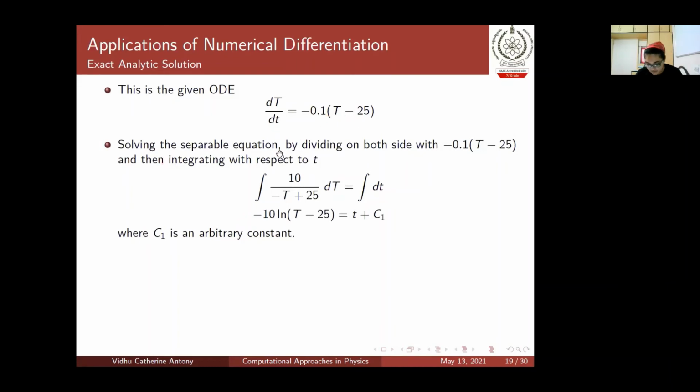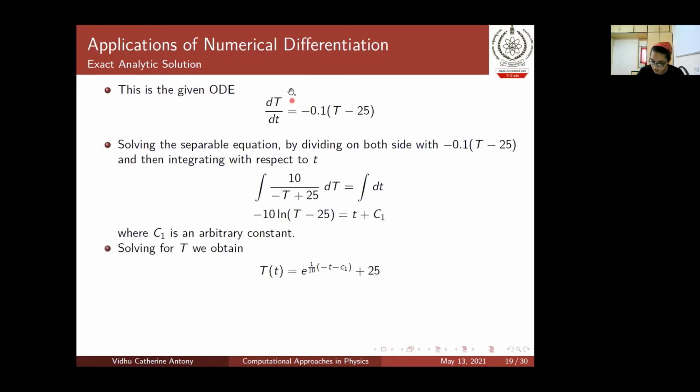It's a very simple differential equation. So you use the variable separable method. You put all the capital T's on one side, and you put all the small t's on the other side, and you integrate this. When you integrate 1 divided by minus T plus 25, you get a negative sign because of this minus T that you have here. And you get ln of T minus 25, which is equal to minus t plus C1, where C1 is your arbitrary constant. So you need to calculate your arbitrary constant.